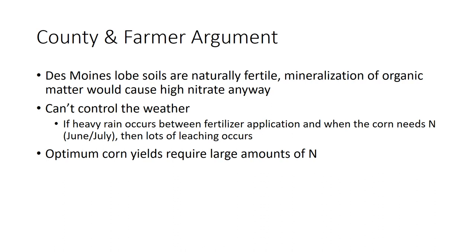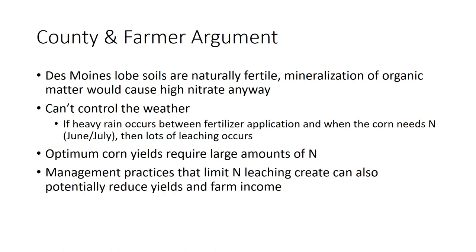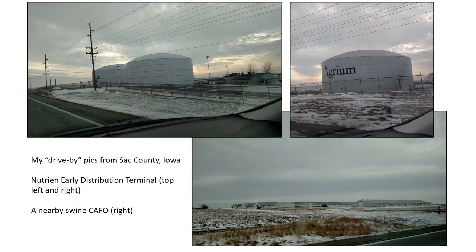Also, in order for them to get the optimum corn yields, it requires a lot of nitrogen. So they can't apply it as a small amount. They have to apply a lot to actually get those optimum yields. And they claim that management practices that limit nitrogen leaching would also potentially reduce yields and farm income.